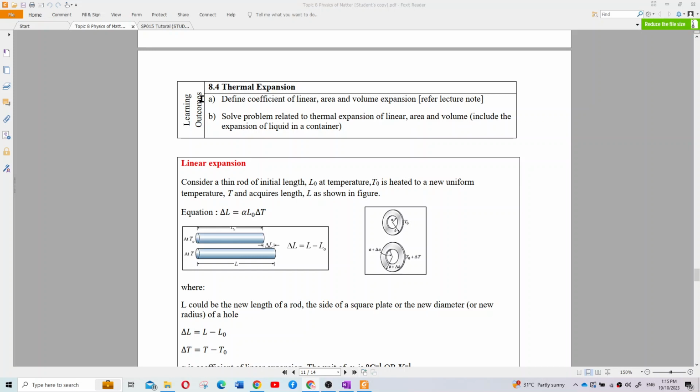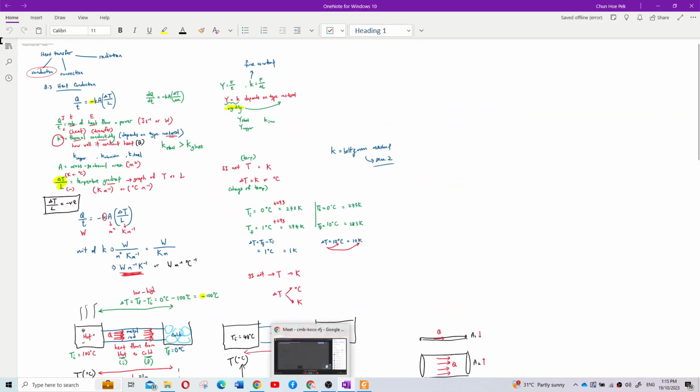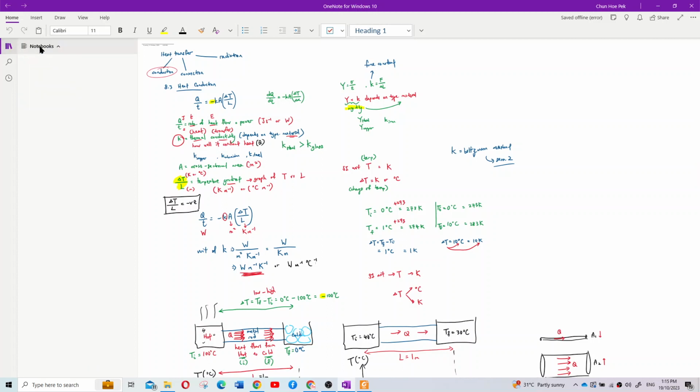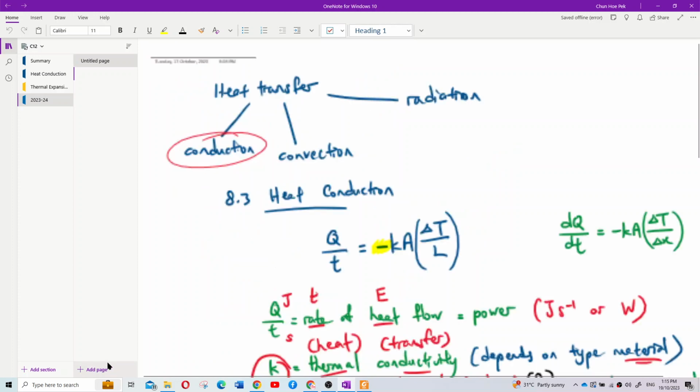Okay, so thermal expansion. Before this, we have learned about... Where is it? Let me see. Chapter 8, Heat. This should be the one. So, write a new page.